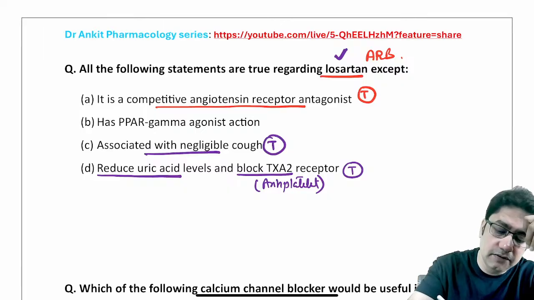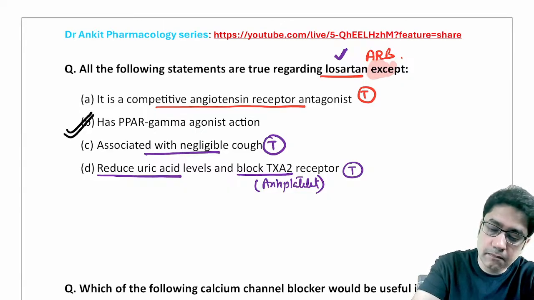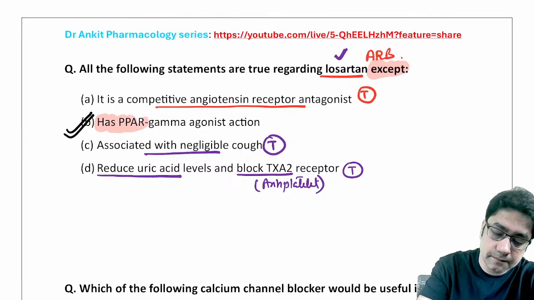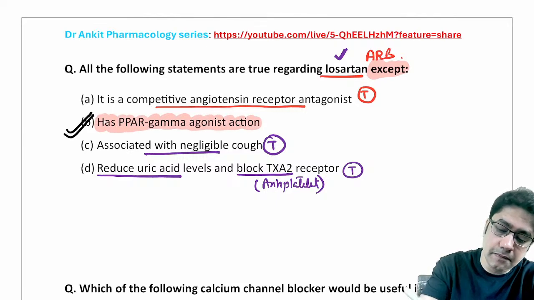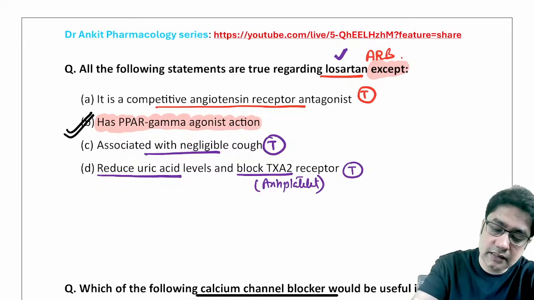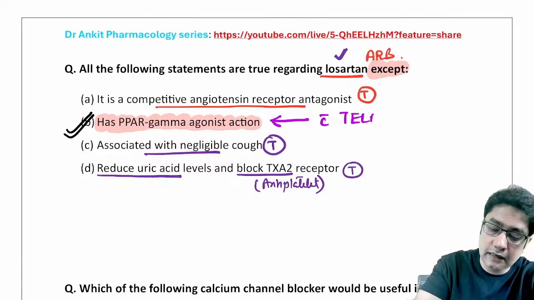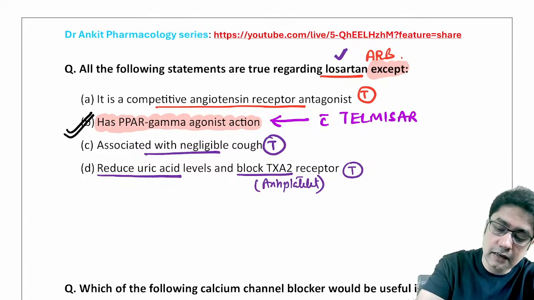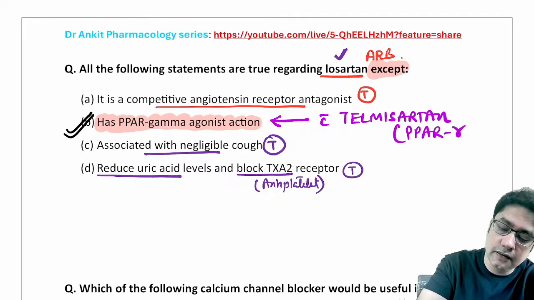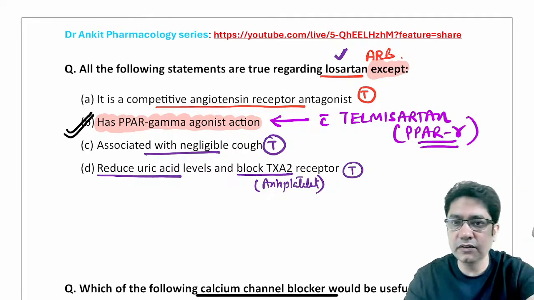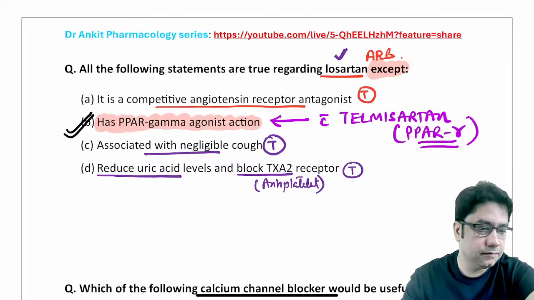So here the answer to this question is that telmisartan has no effect on PPAR gamma is the false statement. Remember, PPAR gamma action is mainly seen with telmisartan. It is not seen with losartan. Telmisartan has PPAR gamma agonist action just like pioglitazone, which we discussed in diabetes.